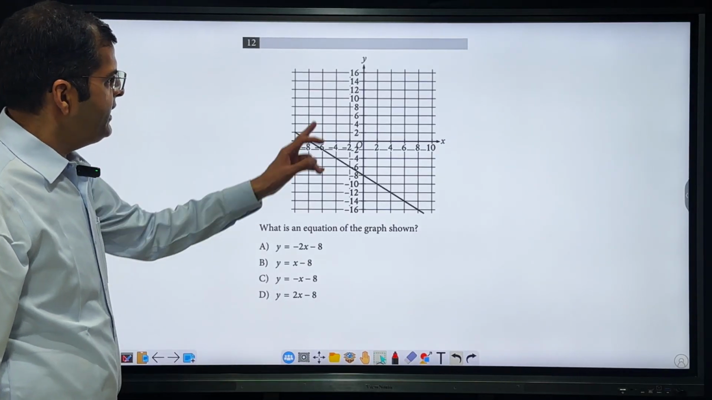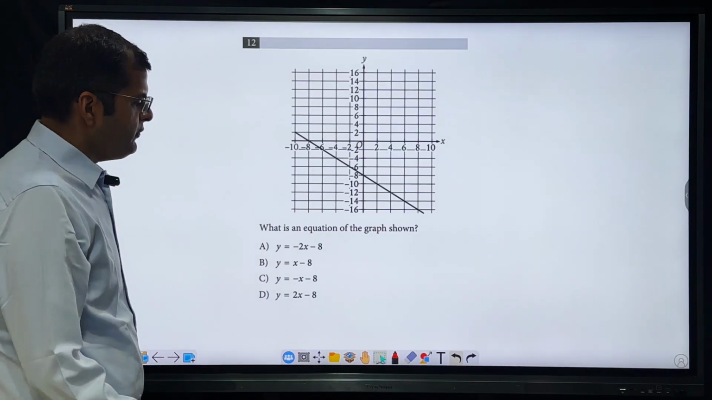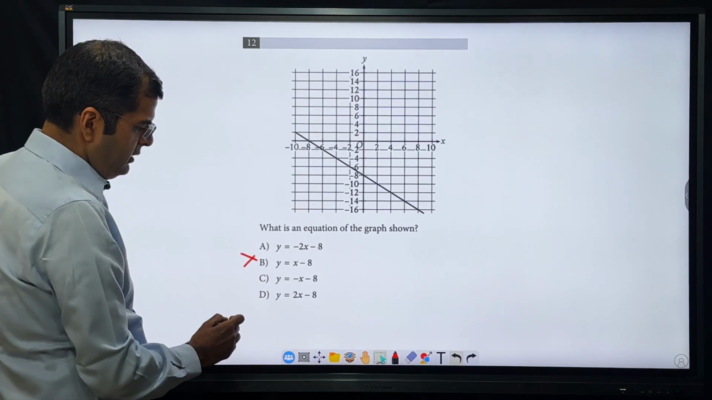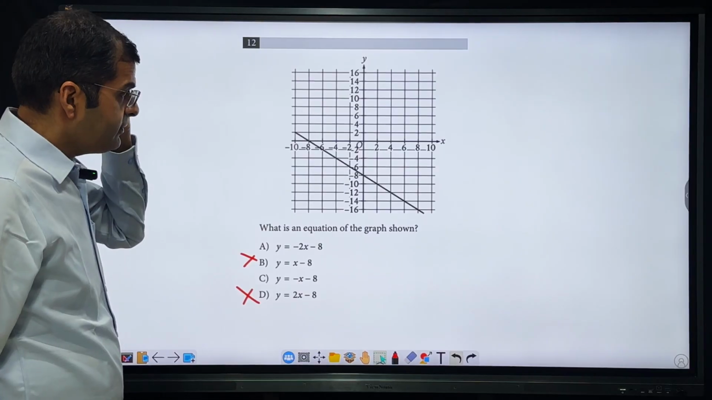Now, in this question, again, I see this graph between y and x. What is the equation of the graph? So, first of all, the slope is negative. It's a downward sloping graph. So, option B is ruled out. Option D is also ruled out. This is a downward sloping graph.